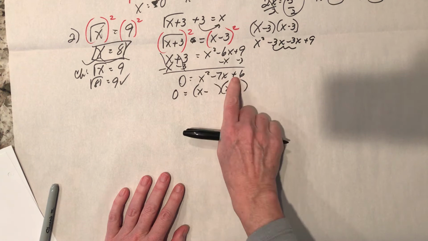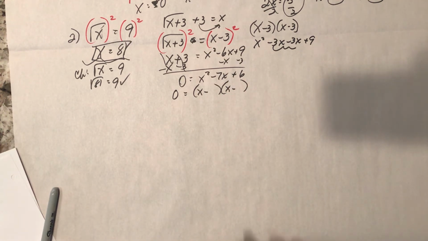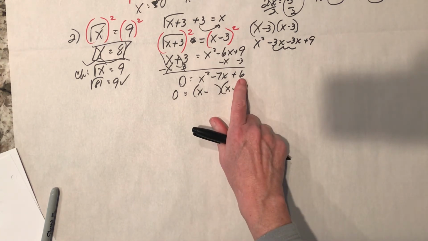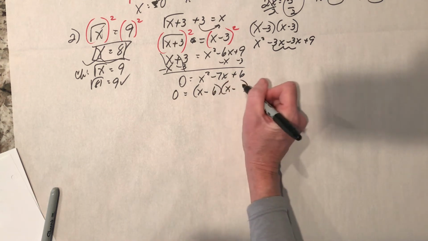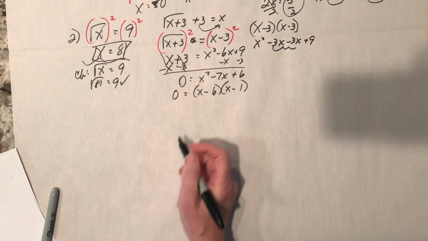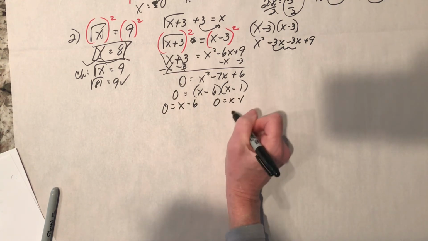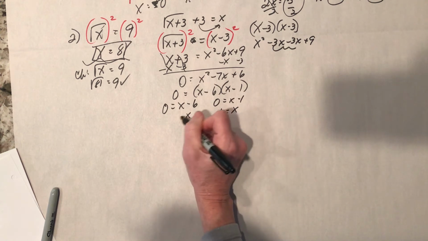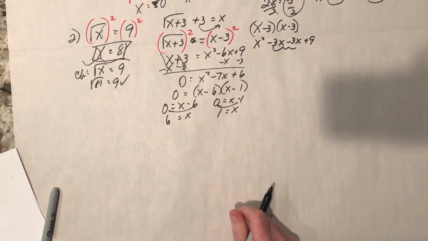What two... well, we needed negatives there because we needed the signs to match, and they needed to be both negative. What two numbers multiply to give you 6 that add together to give you 7? That's 6 and 1. So we've gotten the 0, we factored it. Now set each piece apart. So we get x equals 1 and x equals 6. We move those numbers over.